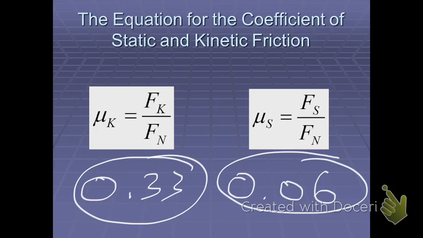So to summarize, the greater the number, the greater the coefficient, the rougher the surface, the greater the amount of frictional force required to keep the object moving.